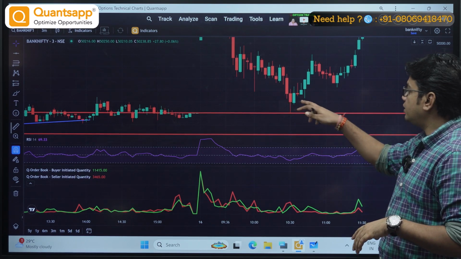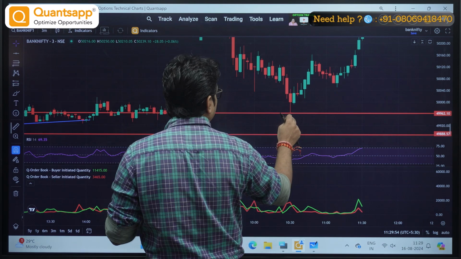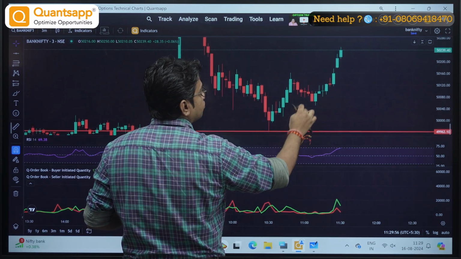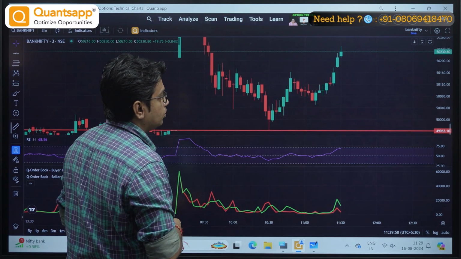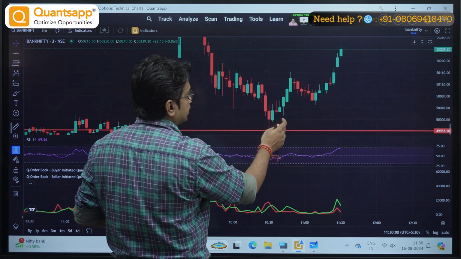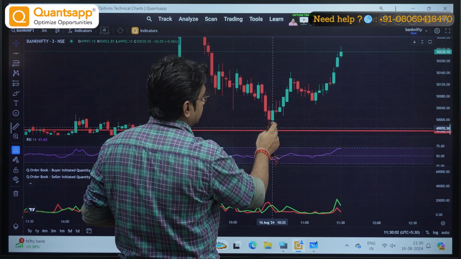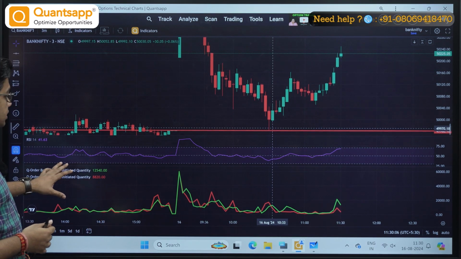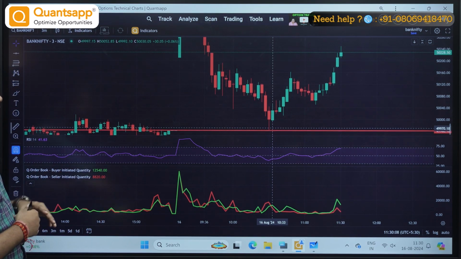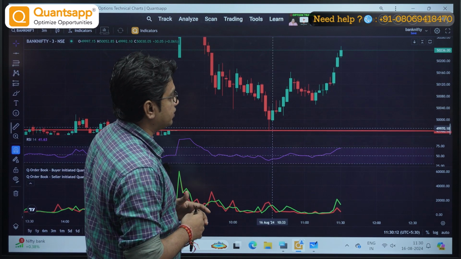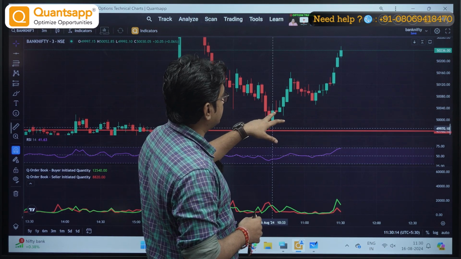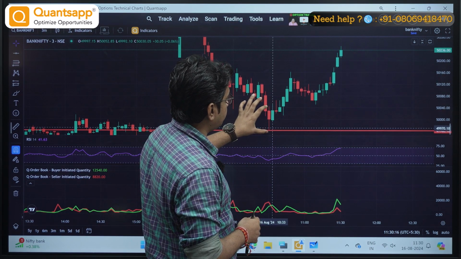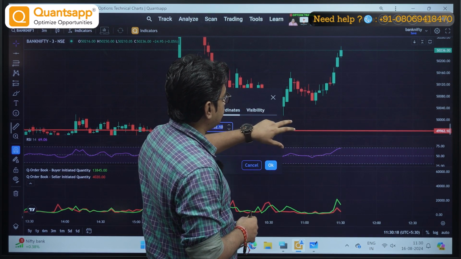Okay, so here you can see it has taken the support over here and the price has moved back to the upper direction. Let's just say I am taking the trade over here. According to the order book data, you can see the buyer initiated quantity is 12,500 and sellers is 8,000. So there are some differences. So if I am going to take the trade over here, I will keep my stop loss at this particular support.